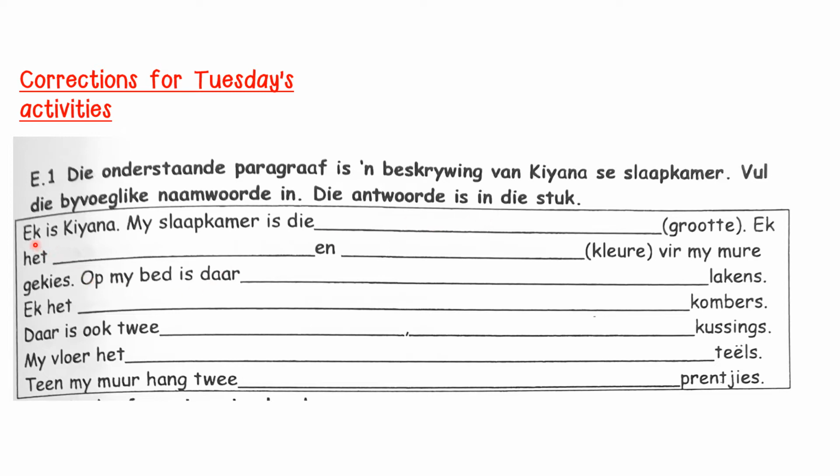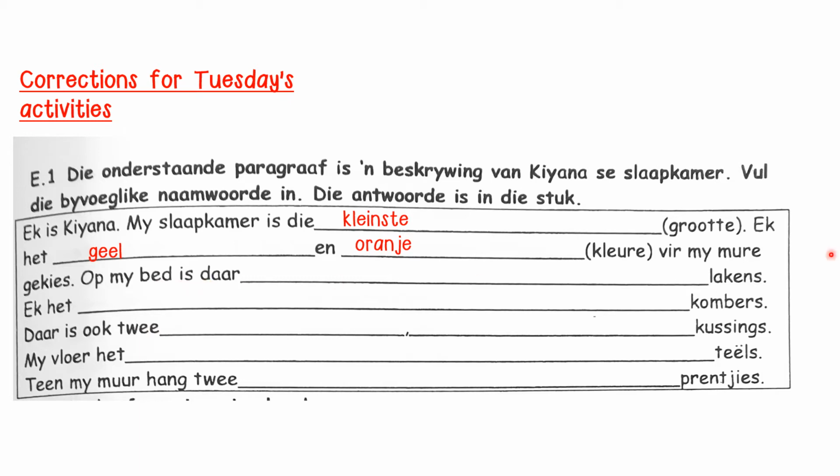So, the first sentence reads, Ek is Kiana, I am Kiana. My slaapkamer is die, and in brackets they are giving you a clue. Grootte means size, so we're talking about a size here. My slaapkamer is die kleinste. Kleinste is the smallest. Ek het something and something, and we're talking about colors here. Ek het geel en oranje vir my mure gekies. I chose yellow and orange for my walls.